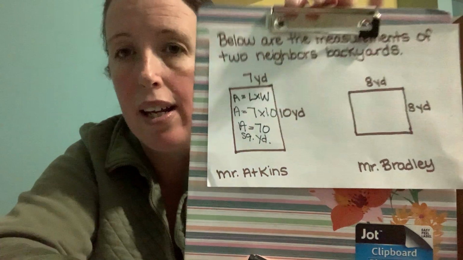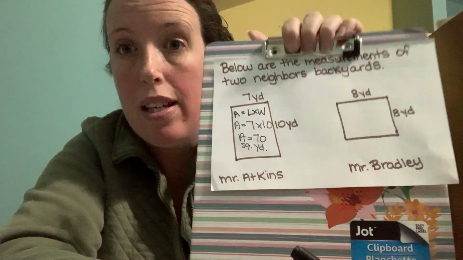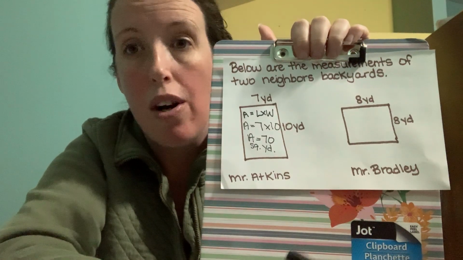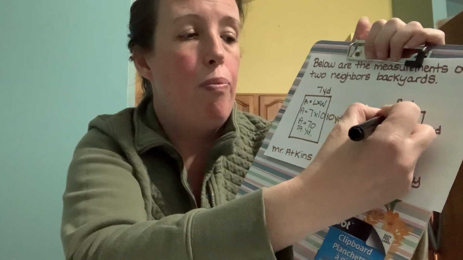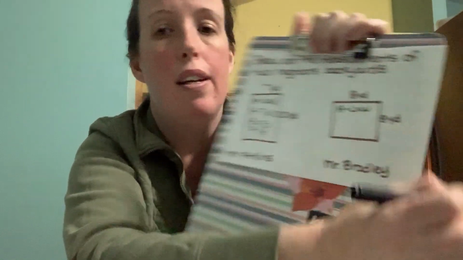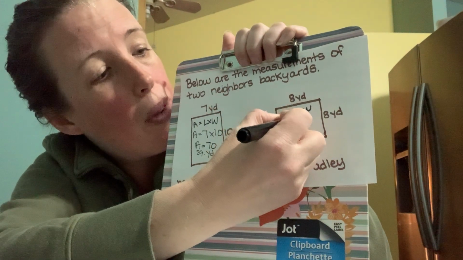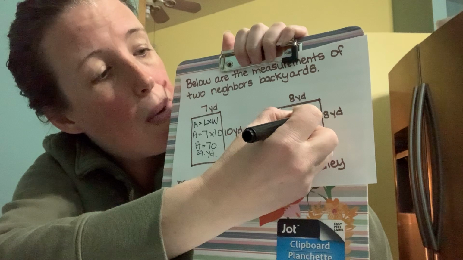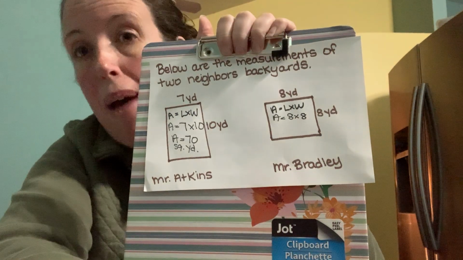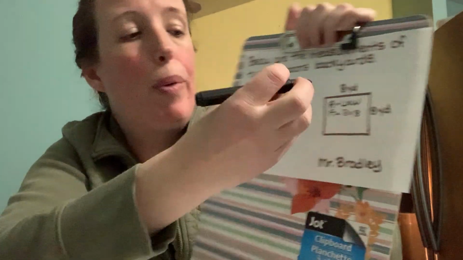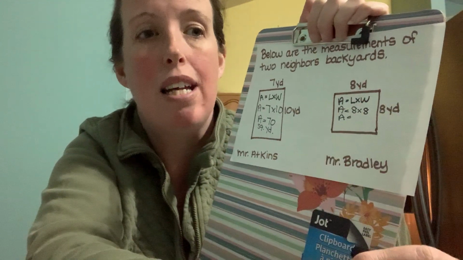for Mr. Atkins, okay? Now I'm gonna move over to Mr. Bradley's yard, and I also wanna find the area, which is still length times width. So I'm gonna write my formula. Area equals length times width. And since it's a square, both the length and the width have the same measure. So area equals 8 times 8. And this is a math fact I should at this point have memorized. So area 8 times 8 is 64.